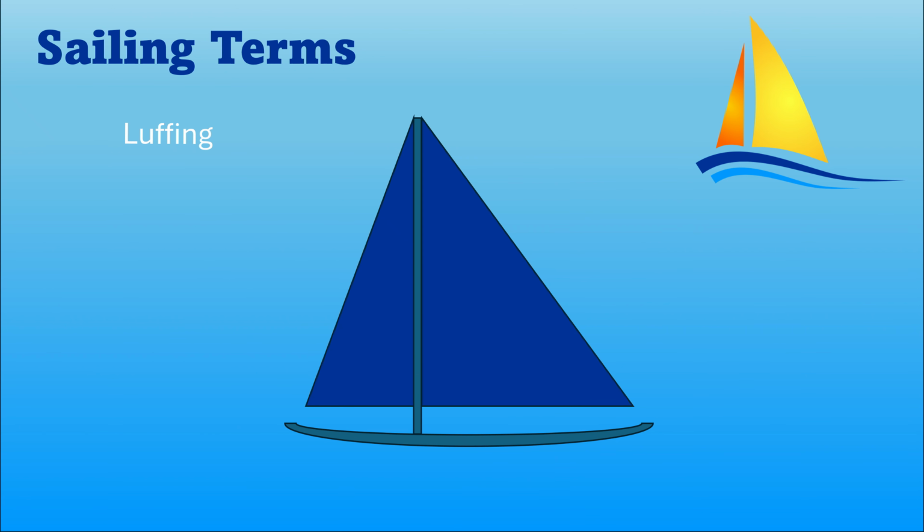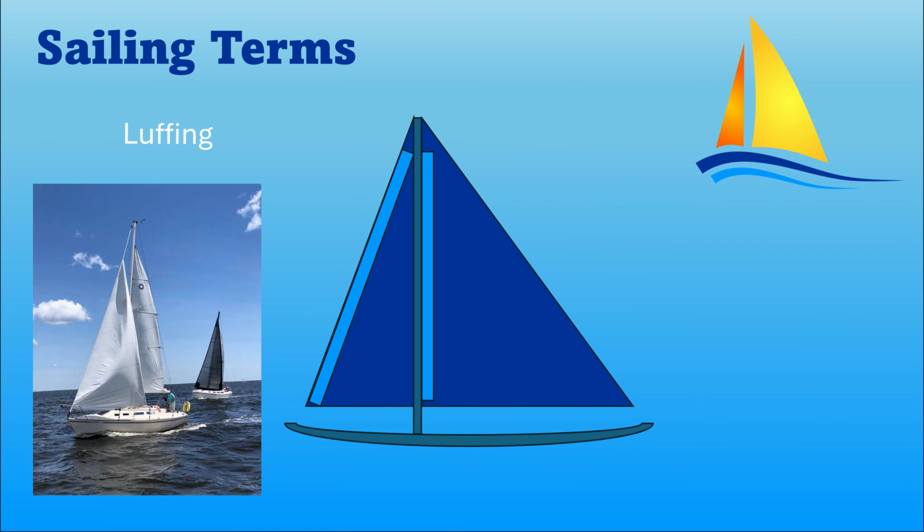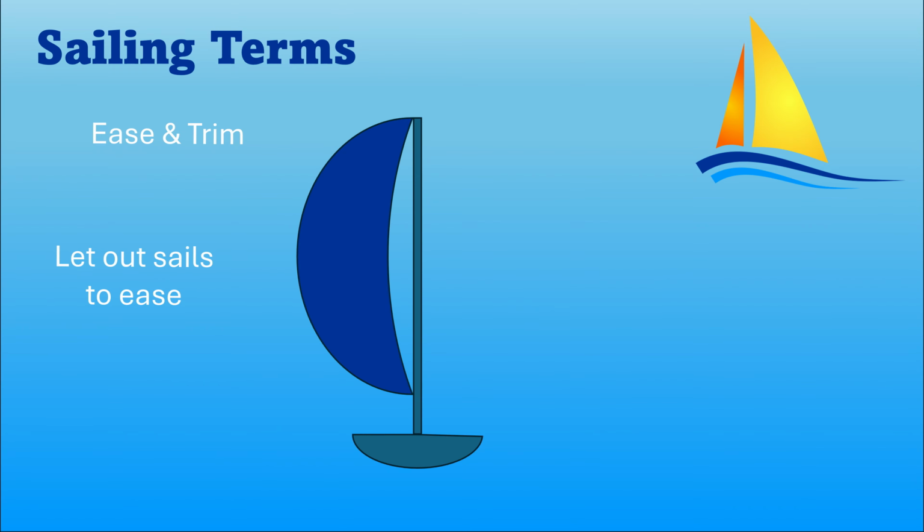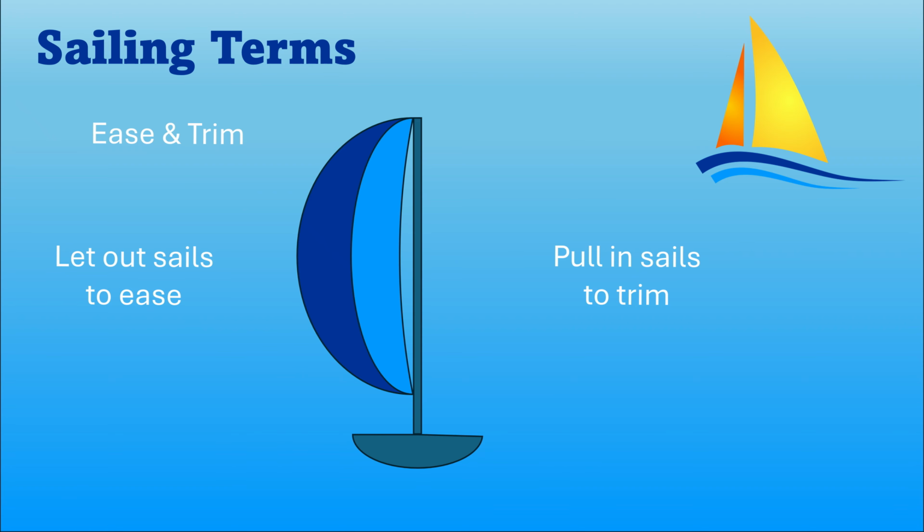Luffing is when the front edge of your sails flap. This is the light blue portion of your sails in the diagram and typically means that your sails are too loose or you have turned your boat too close to the wind. When you tighten your sails you are trimming the sails while when you let out sails you are easing your sails. You trim your sails as you head up and ease your sails as you bear away.